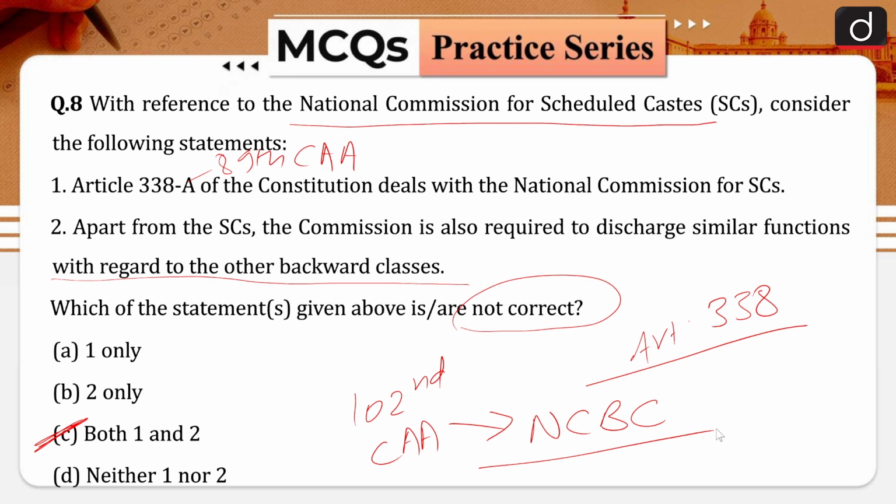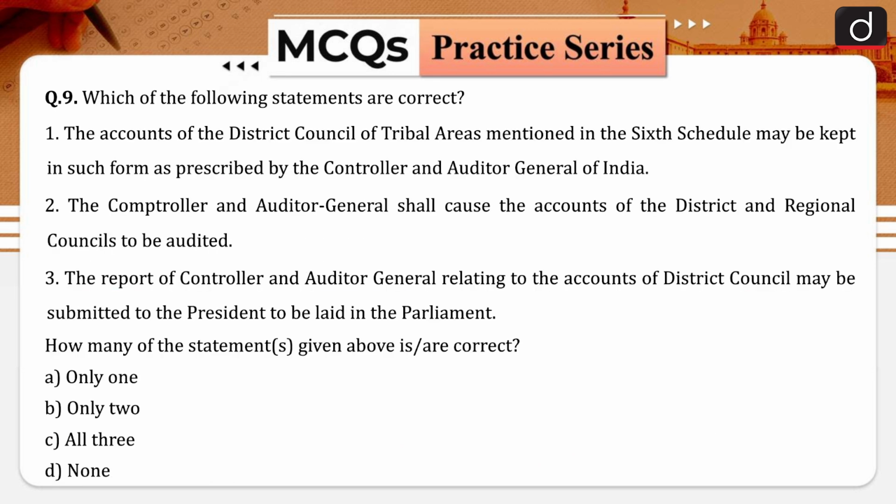Now moving forward to the next question of our today's discussion. So the question is, which of the following statements are correct? Firstly, the accounts of the District Councils of Tribal Areas mentioned in the 6th Schedule of our Indian Constitution may be kept in such form as prescribed by the Comptroller and Auditor General of India. Statement 2: The Comptroller and Auditor General, that is the CAG, shall cause the accounts of the district and regional councils to be audited.